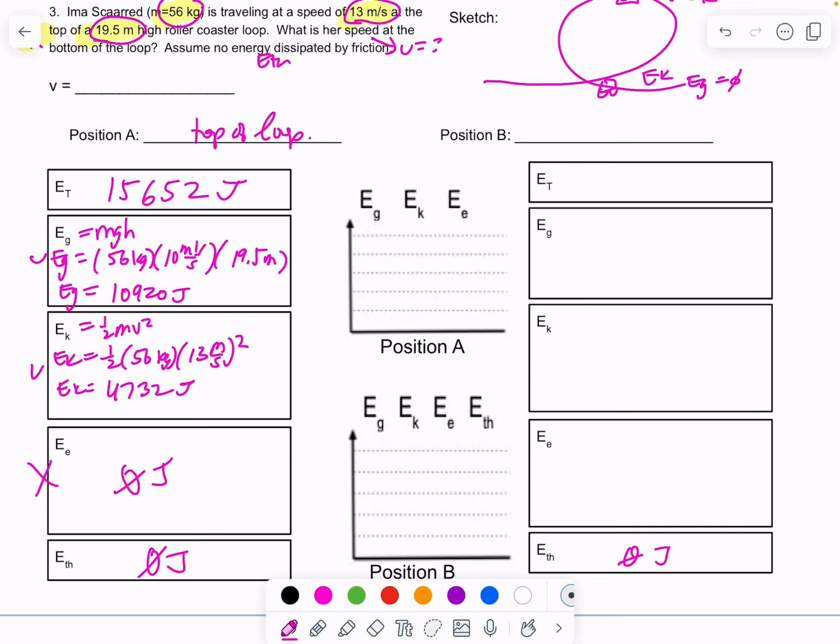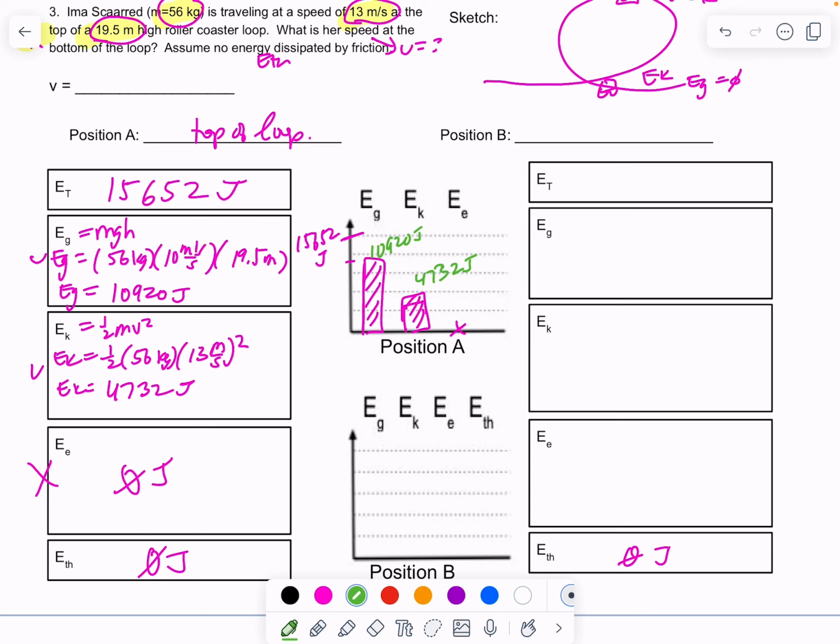Let's think about a graph here a little bit. This is going to be a touch difficult, so I'm just going to sketch it. 15,652 at the top, and 10,000 of that is EG, so that's probably around there. Then 4,000, so maybe half of that, is kinetic, like that. That's good enough, because these numbers, 10,920 and 4732, would be difficult to draw. As long as they're roughly equivalently sized, I'm good with that.